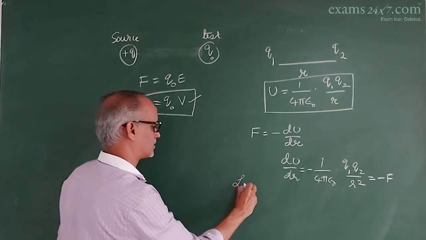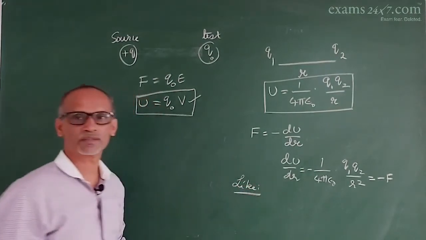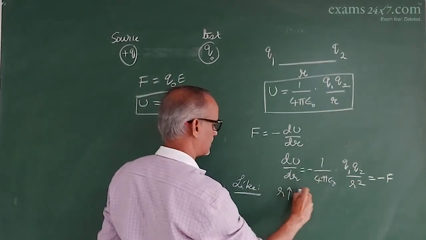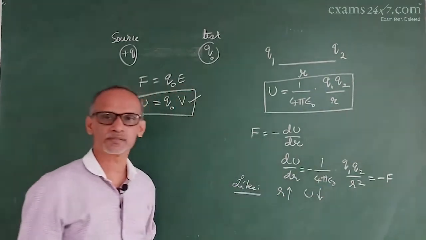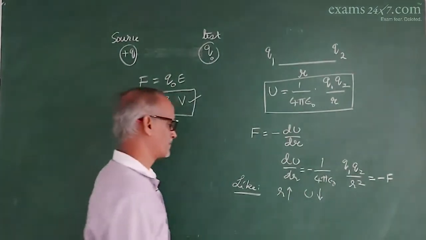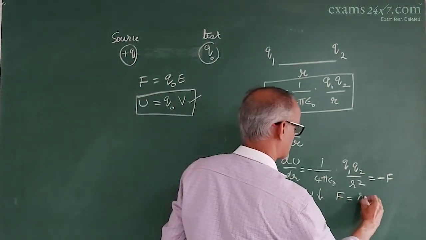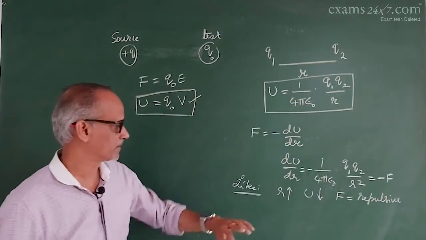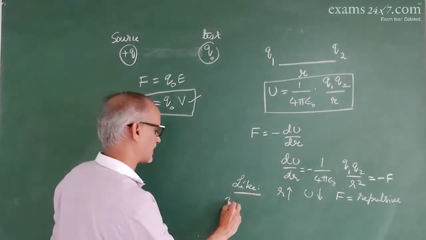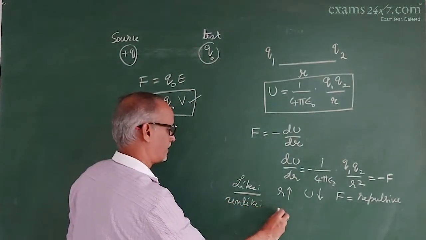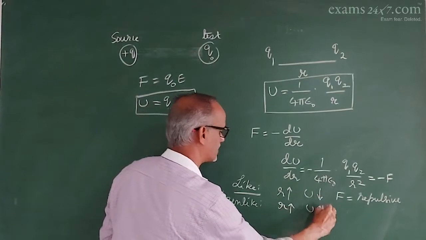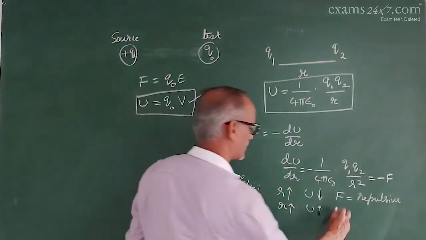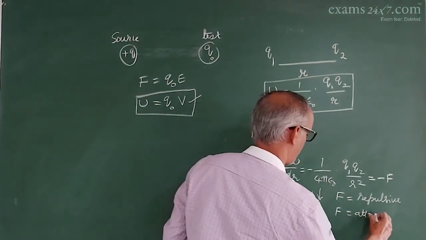And if it is a like charge, if r increases, then U decreases, and F is repulsive. That's only in the case of like charges. If it is unlike charges, if r increases, then U also increases, and then the force is attractive.